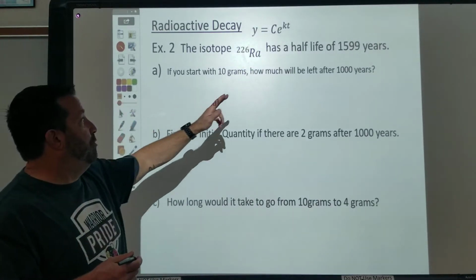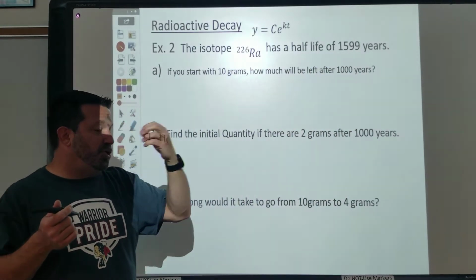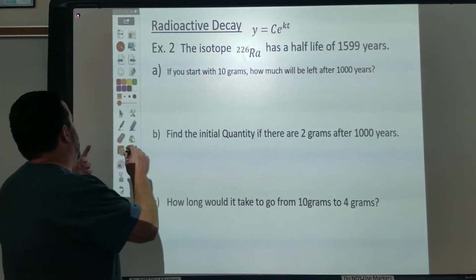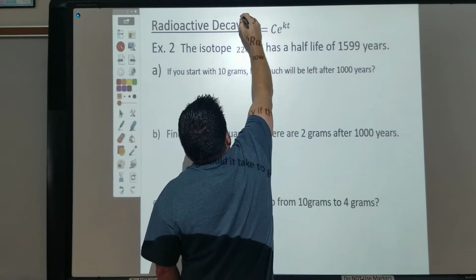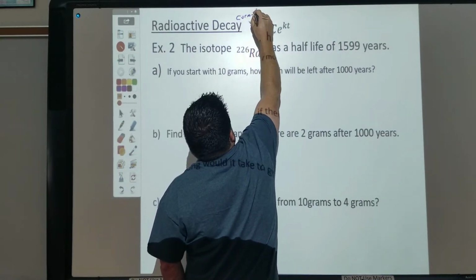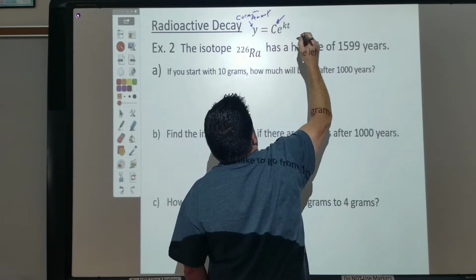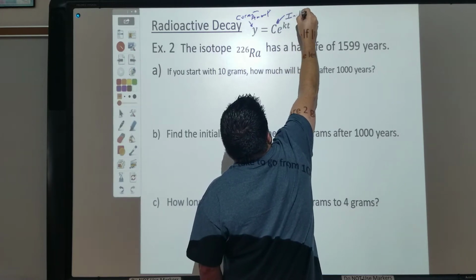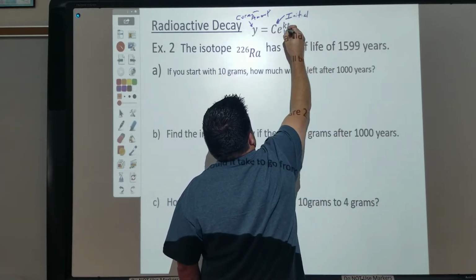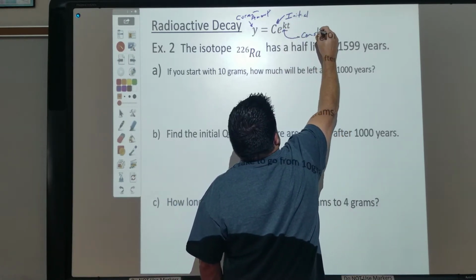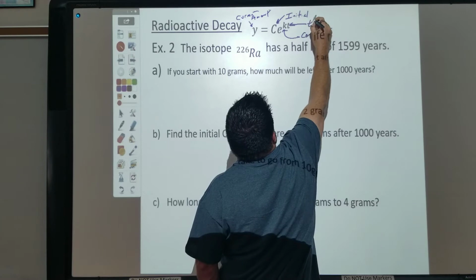So in this particular problem, the half-life is 1,599 years. It could be any number. And so what I'm going to show you is, first of all, how to figure out what the K value is. Because what we have here for this formula is this Y is basically the current amount. This part is the initial amount. And then we've got this constant that we have to figure out. And then T is the amount of time in years.